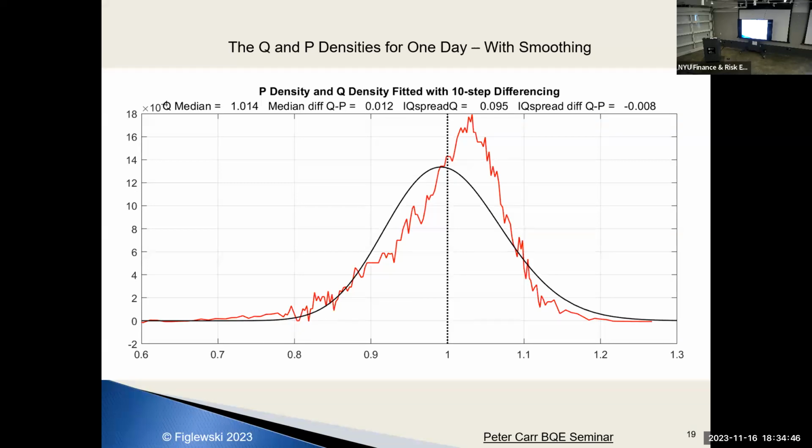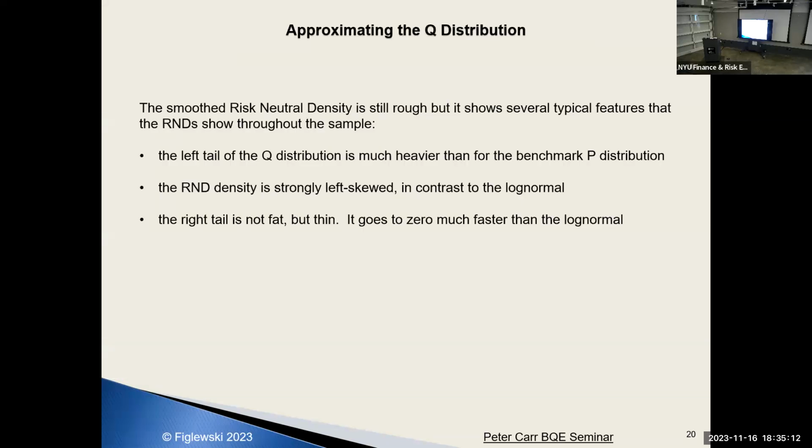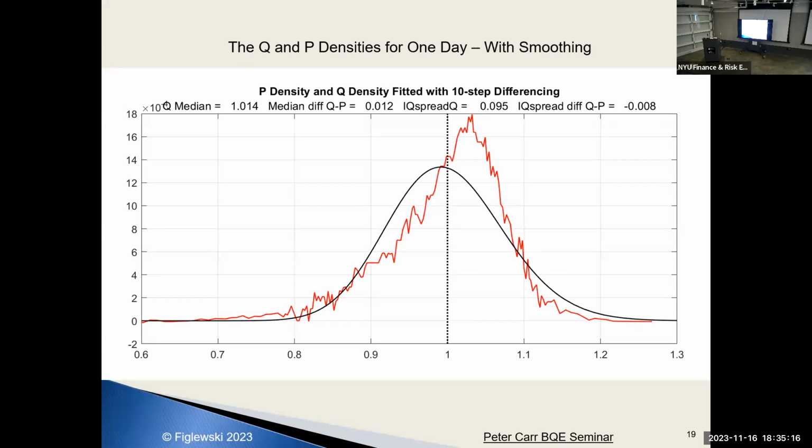So this is what happens when I have taken a multi-step difference, the distribution function, and now I calculate the density. It's still pretty ugly, but at least it's got kind of the right shape. The label up there saying it was 10-step differencing is incorrect. So what do we see? Well, in this picture, take a look.